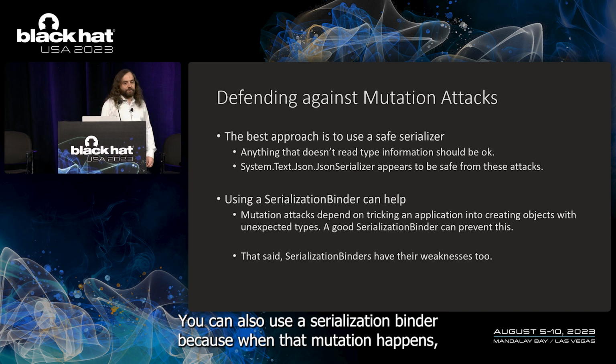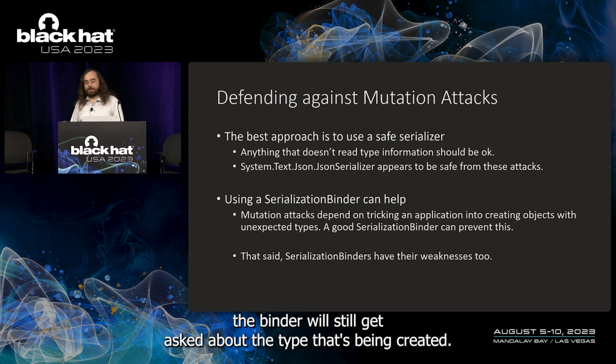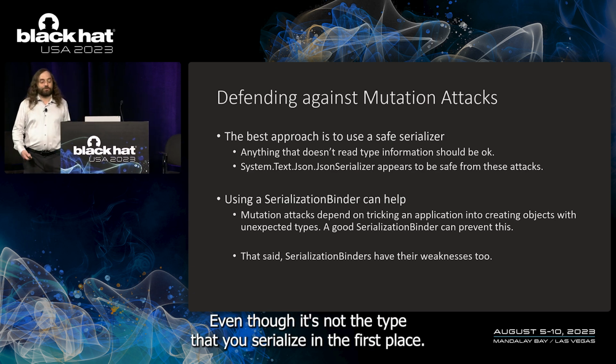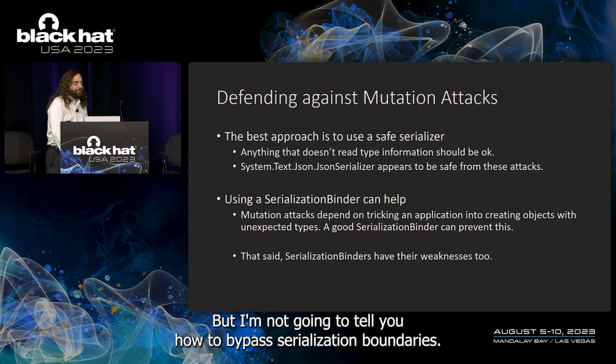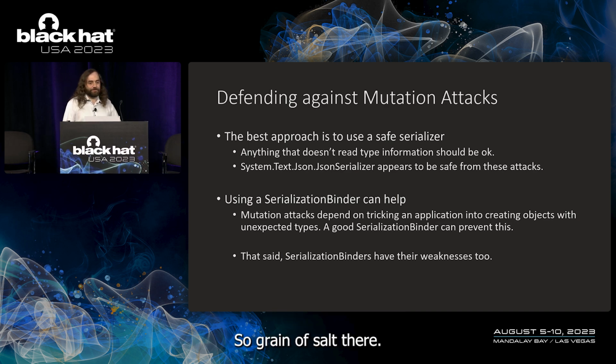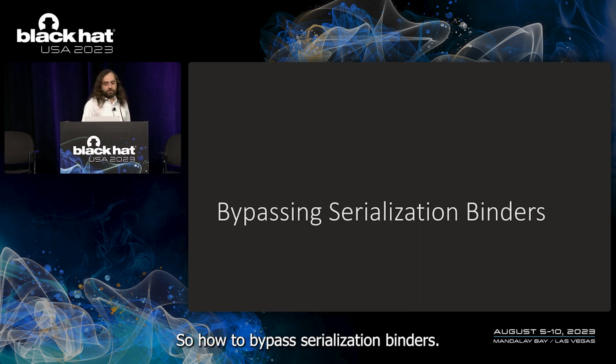You can also use a serialization binder, because when that mutation happens, the binder will still get asked about the type that's being created, even though it's not the type that you serialized in the first place. But I'm not going to tell you how to bypass serialization binders, so grain of salt there. So how to bypass serialization binders?